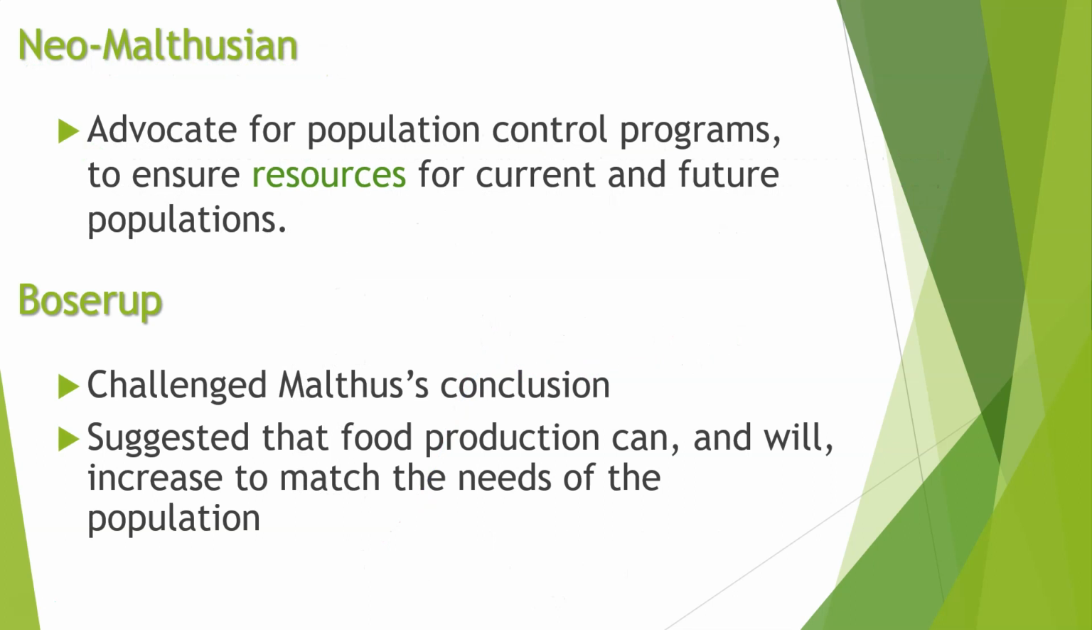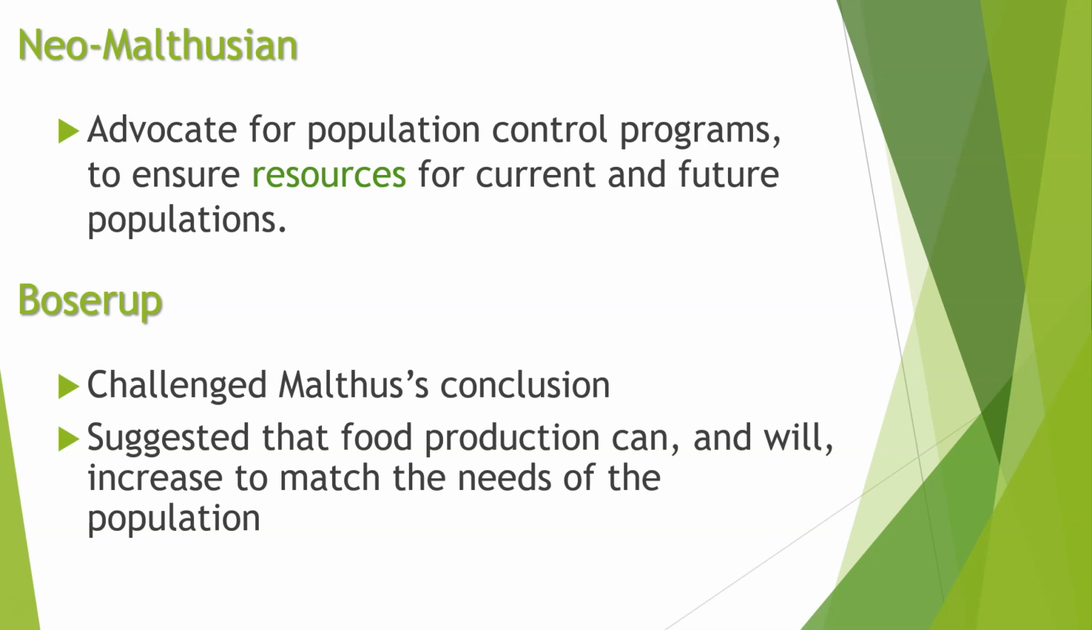So even though Malthus' theories proved, thankfully, to be incorrect, because we were able, with human ingenuity, to increase our food production, there are still neo-Malthusians around that advocate for significant population control programs to make sure that we have enough resources for those present and those coming in the future.